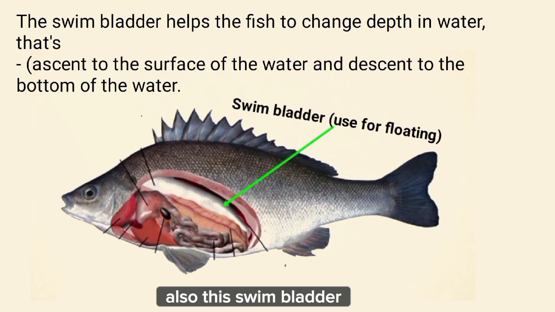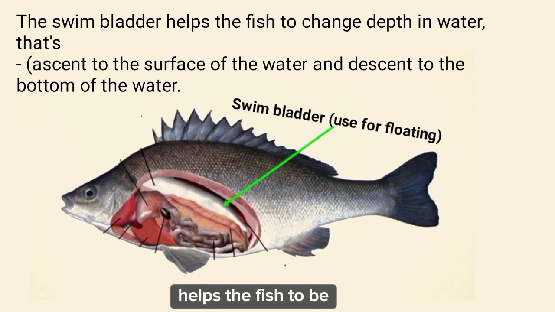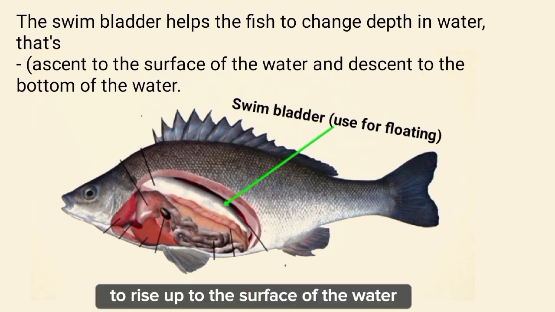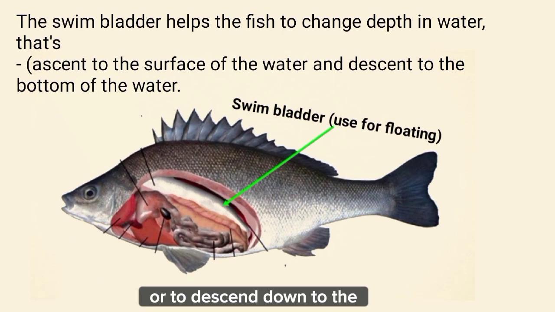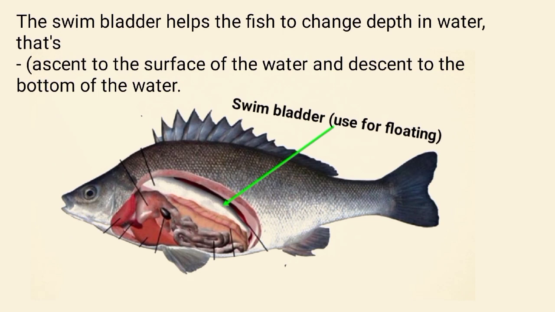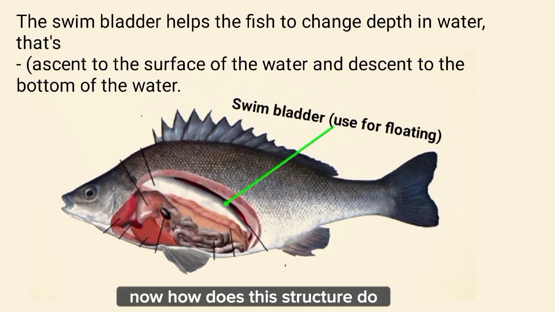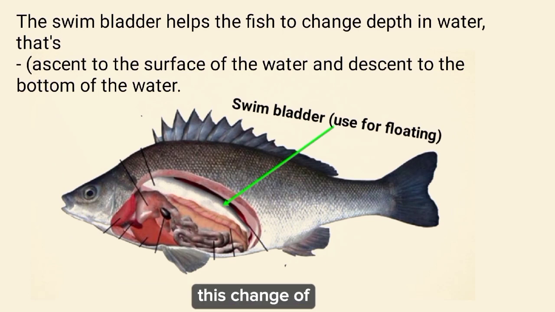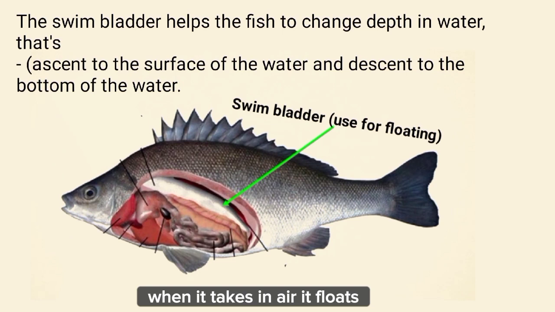Also, this swim bladder helps the fish to be able to change depth in water. The ability for the fish to rise up to the surface of the water or to descend down to the depth of the water depends on this particular structure. Now, how does this structure carry out this change of depth in water? When it wants to float to the surface of the water, it takes in air. When it takes in air, it floats.